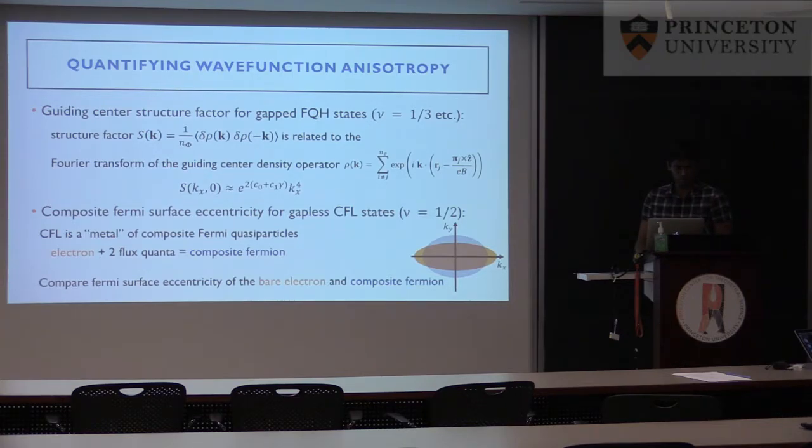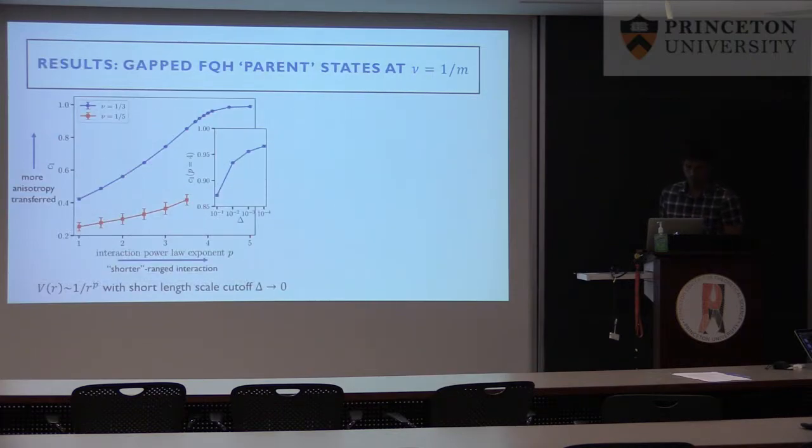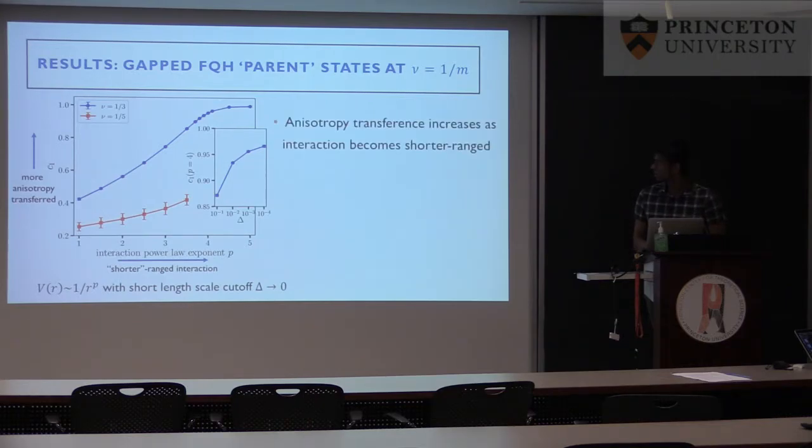Alright, so now it's time for results. First, we look at gapped fractional quantum Hall pairing states, such as the ubiquitous nu equals 1/3 state and the nu equals 1/5 state, and we consider power law interactions of the form 1 over r to the p with different kinds of p. So p equals 1 is Coulomb, and we can increase p and make it effectively a shorter range interaction.